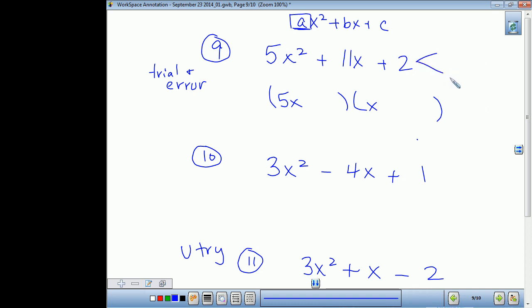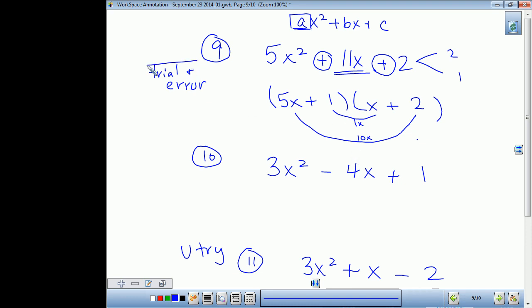Oh, that's not bad. So now I have to do a little finagling. Luckily with this one, there's only one way to get 2 also. 2 and 1. And I know that because I'm multiplying to get a positive and adding to get a positive, both of these must be positive. So it's kind of like a puzzle, but it's an easy puzzle. Now what you're trying to do is figure out how do I place this 2 and this 1 so that when I do the sum of these products from the outer and the inner, it totals to 11. Okay, what goes here? 2. What goes here? 1, because 10x plus 1x is 11x.